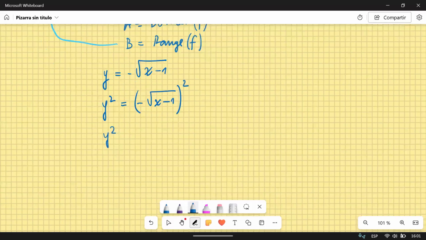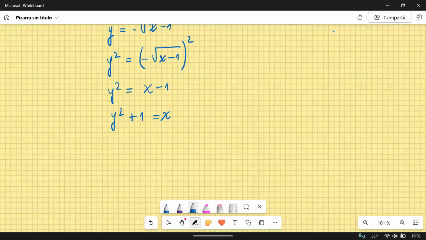So we have that y squared. When I square the negative root, we will have x minus 1. Y squared plus 1 will be x. And now this is the inverse. I will substitute y by x and x by y. So this is the inverse. The inverse, denoted f to the negative 1, is x squared plus 1.